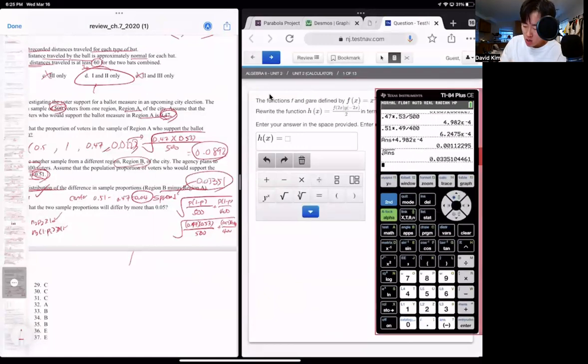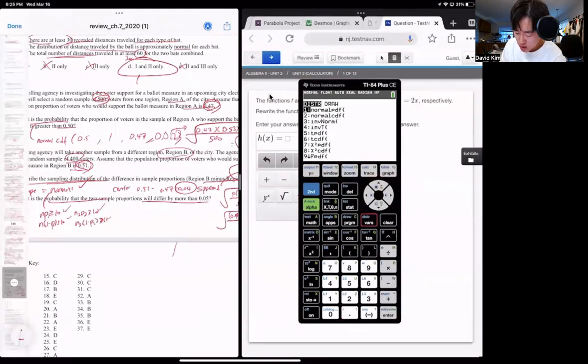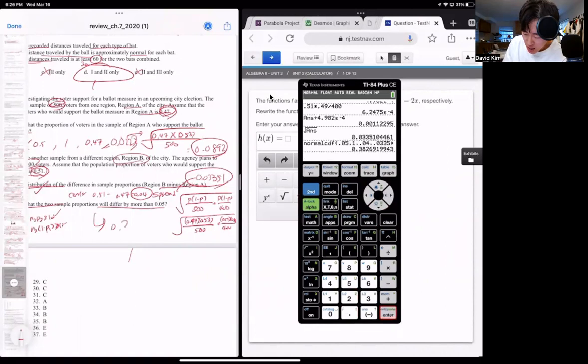Yes, indeed. All right, so now with that, let's take a look at the probability that the two sample proportions will differ by more than 0.05. So second VARS, normal CDF. Lower will be 0.05, upper will be 1 because the proportion only goes up to 100%. The mean is 0.04. We found that from part B. The standard deviation, I believe we found that was 0.03351. So the percentage of that happening is about 38.26%.